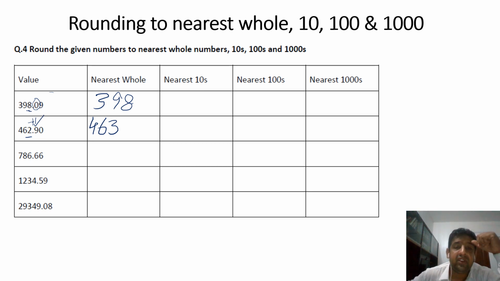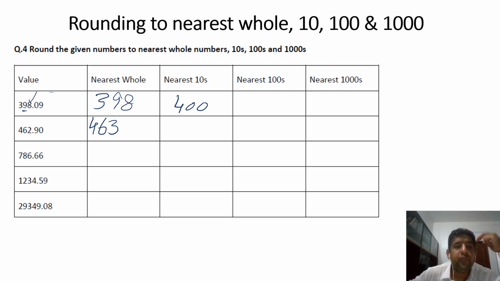When we say round to the nearest tens, we will do the same thing. Let's erase the previous working and underline the value of the tens. In this case, the value of tens is 9 and we will check the very next value to the right, which is 8. We know that if the number is more than 5, we add 1 to the number. But in this case, when we add 1 to the 9, it will give 1 carry to the next number. So it will become 400.